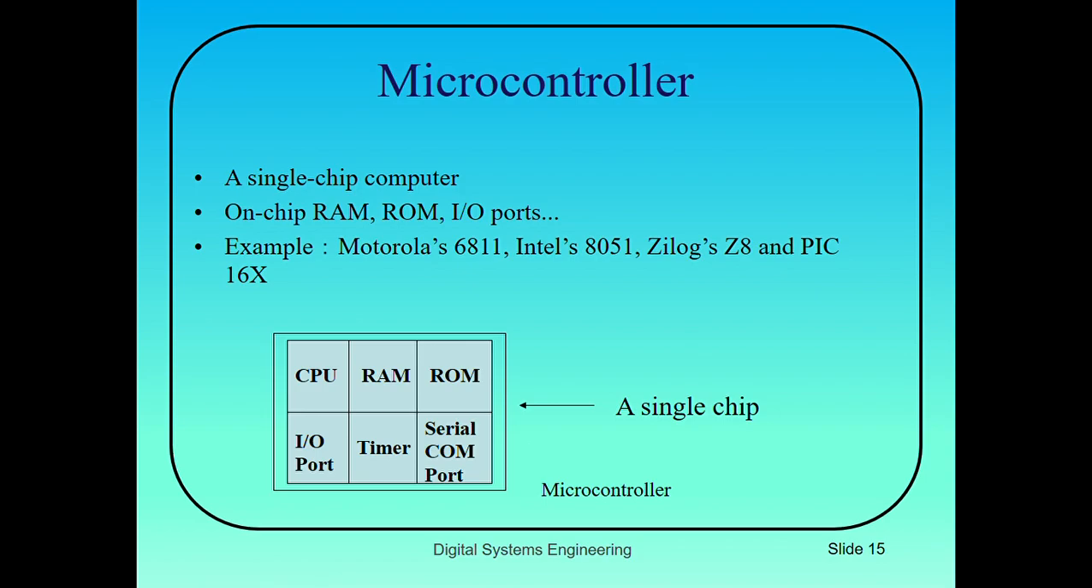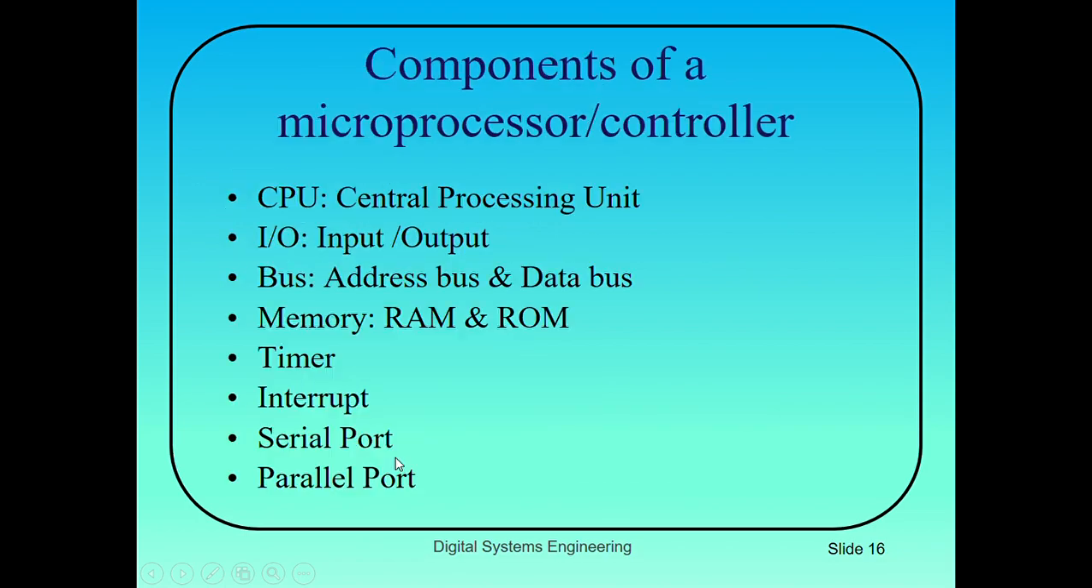So this is the block level diagram of our microcontroller. The microcontroller is a single chip computer. It has everything, RAM, ROM, I/O ports, on a single chip. Examples are Motorola 6811, Intel 8051, and you can find others like the Zilog Z8 and PIC 16X, etc. Here you will find everything: CPU, RAM, ROM, I/O ports, timer, serial ports, on a single chip.